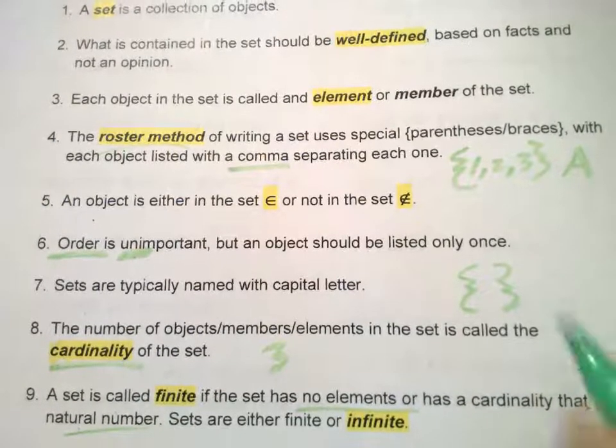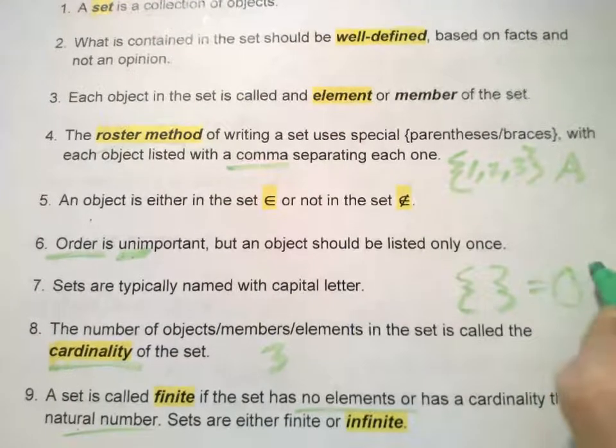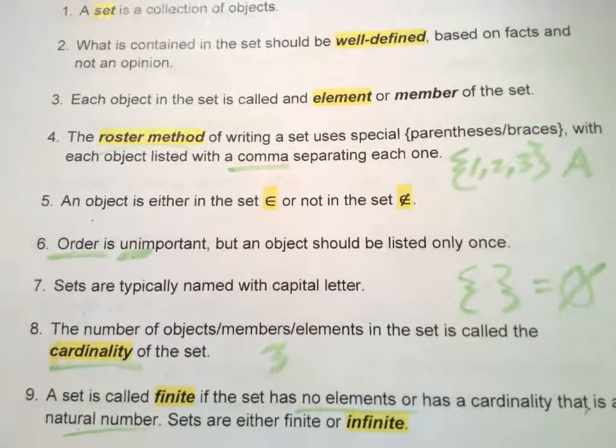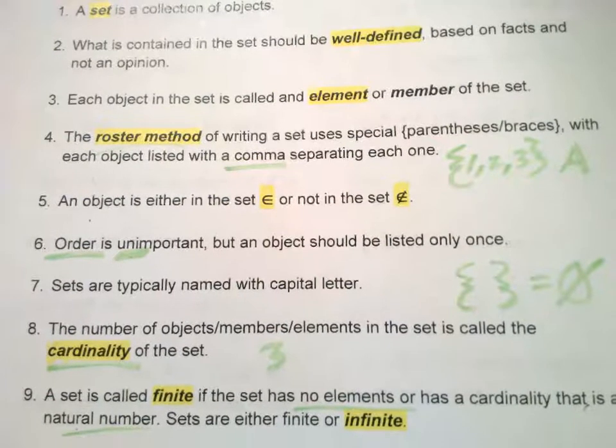So a null set, like I just drew, can have the braces with nothing in it, or it looks like a zero with a line through it. That means there's nothing, or it's an empty set. There's no members in the set. So A could be an empty set.